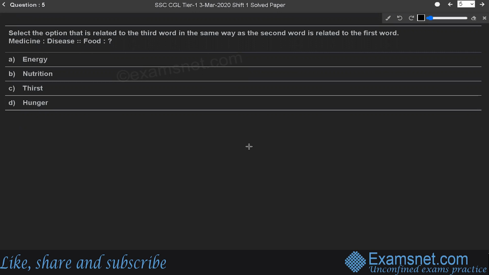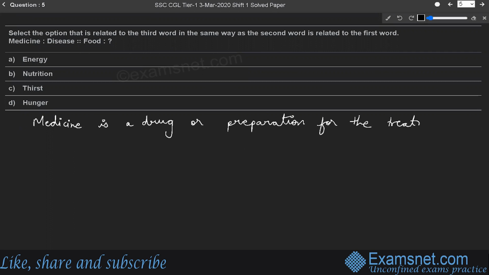We know that whenever we suffer from a disease like fever, cough, cold, malaria, or any particular disease, then we need medicine in order to recover from that disease. So medicine is a drug or preparation for the treatment or prevention of disease.